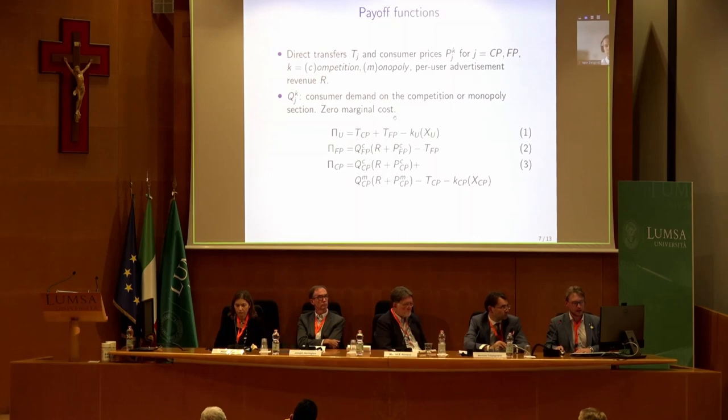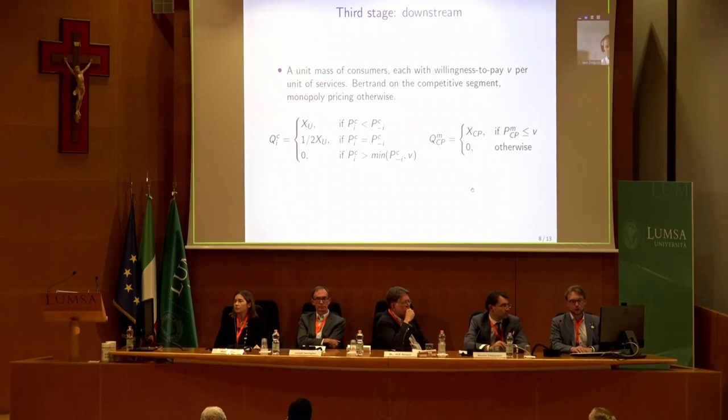costs are zero, we end up with these very simple payoff functions, where U simply collects the fees and pays its investment cost. The fringe platform collects revenues from consumers that it attracts and pays the fee. And it looks very similar for the vertically integrated firm, only that it is active on both segments and pays the fee and its investment cost. Then we can go by backward induction.